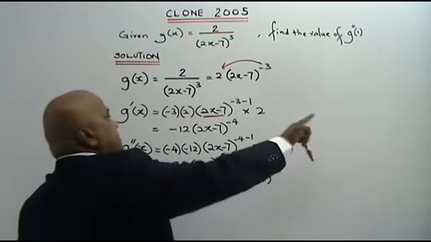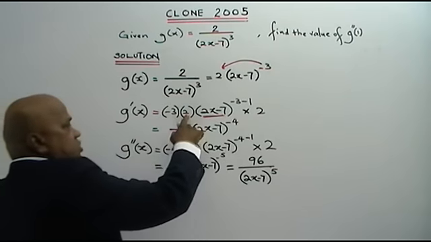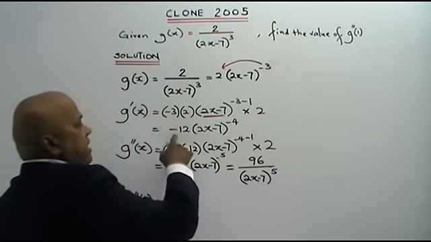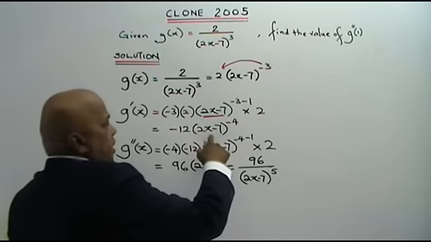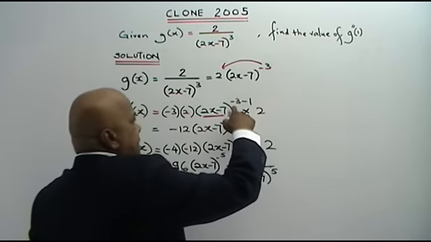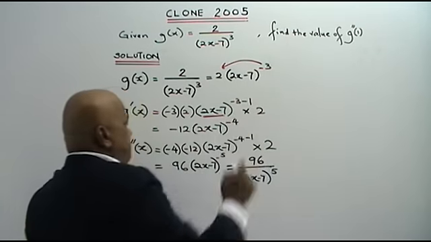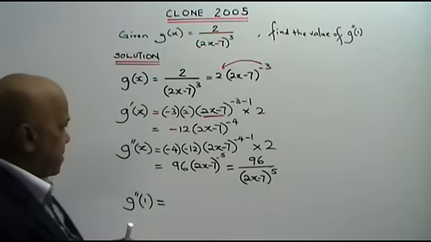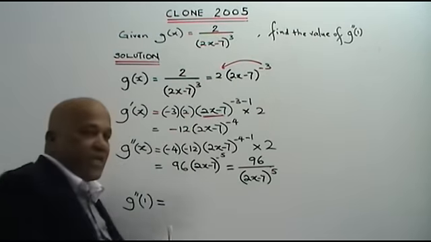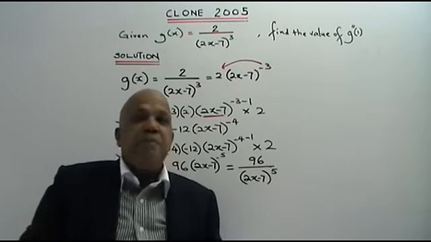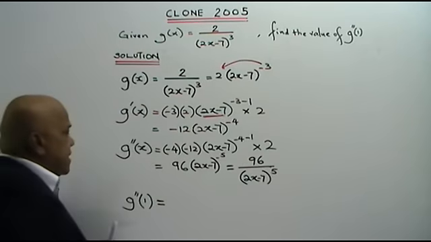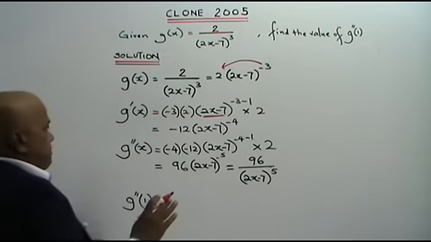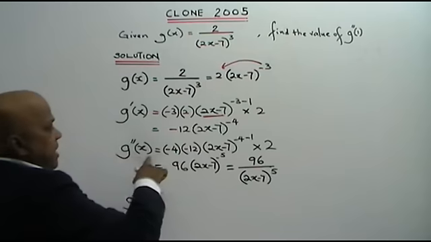Now you multiply negative 3 times 2, which is negative 12, bracket 2x minus 7, power negative 3 minus 1, negative 4. Okay? Get it? Now this is the first derivative. Now we are going for the second derivative.